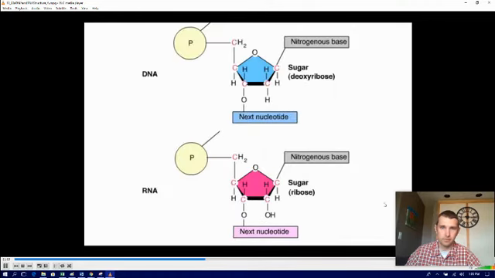For convenience, the carbon atoms in a nucleotide sugars are numbered, beginning with the carbon atom bonded to the nitrogenous base, moving around the ring, and up to the carbon that is bonded to the phosphate group.